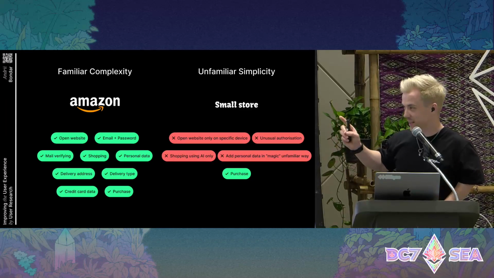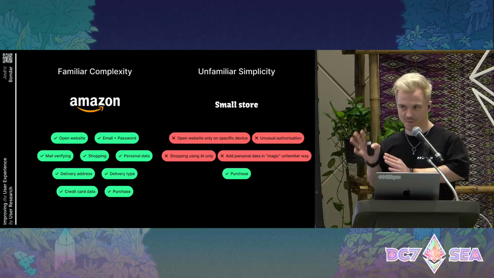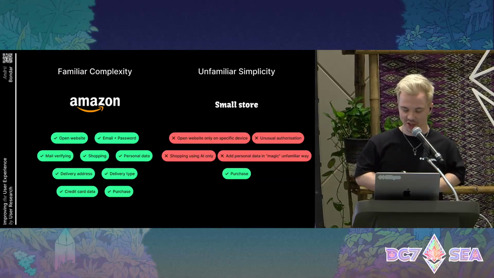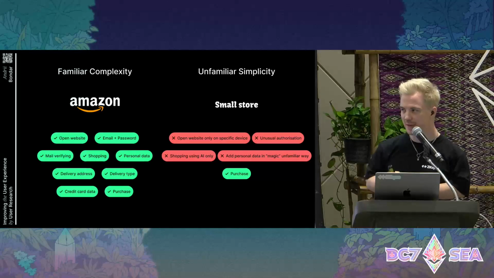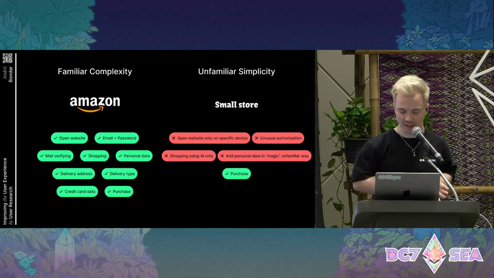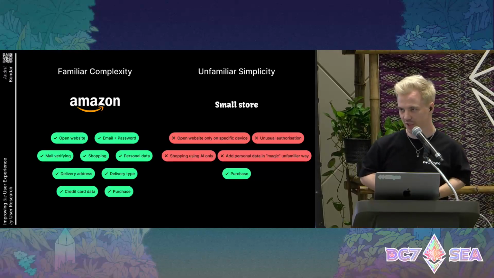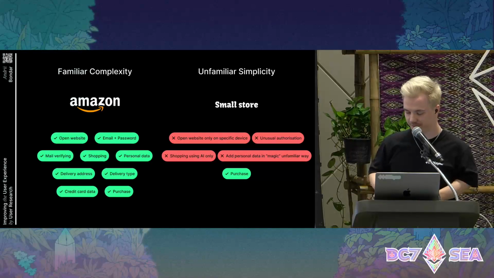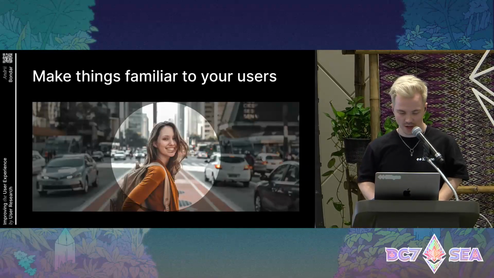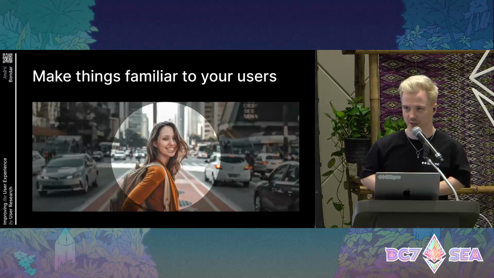Let me check it on this example. Yeah, the similarity. Amazon checkout, for example, has multiple steps, but users find it intuitive because it's familiar. A small store might offer a simple one-page checkout, which can cause friction because it's too far from user expectations. Make things familiar to your users, and they will love your product.